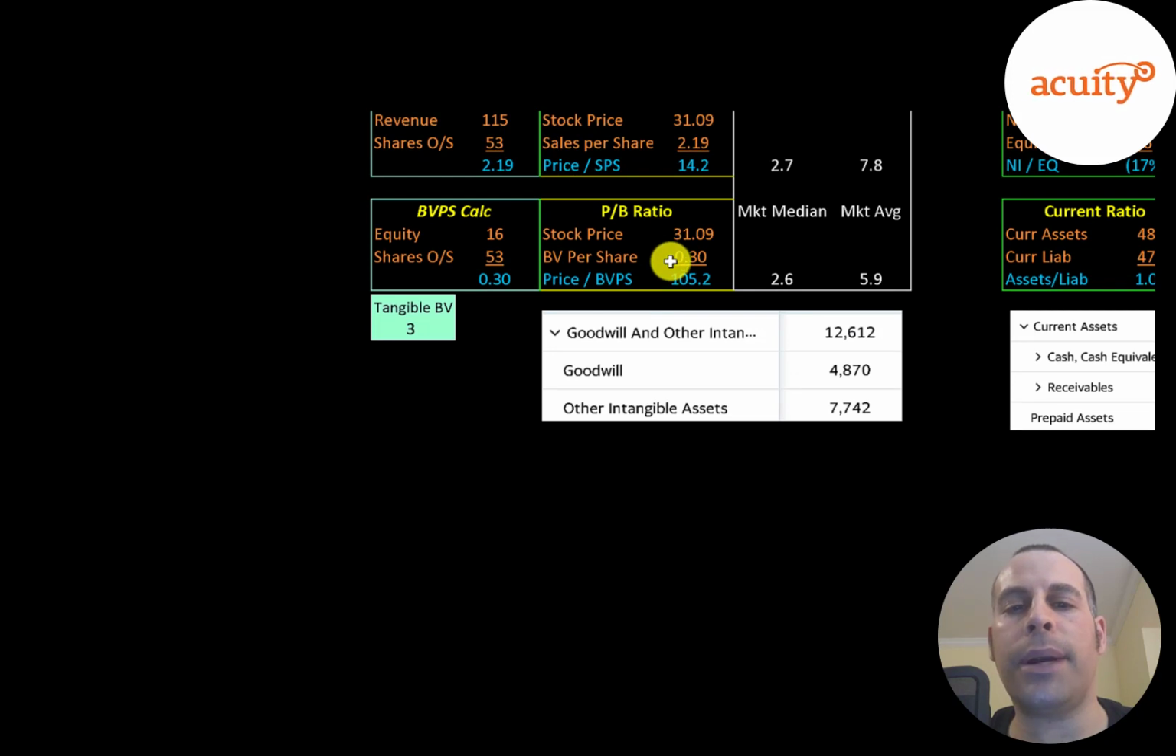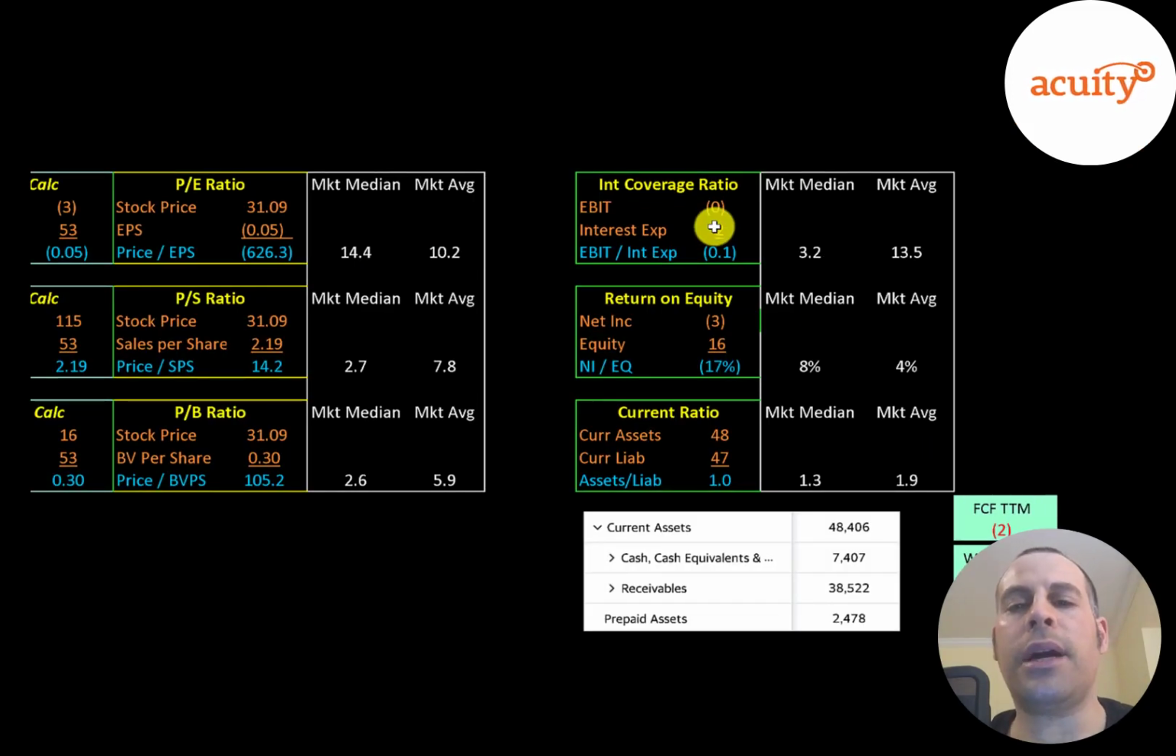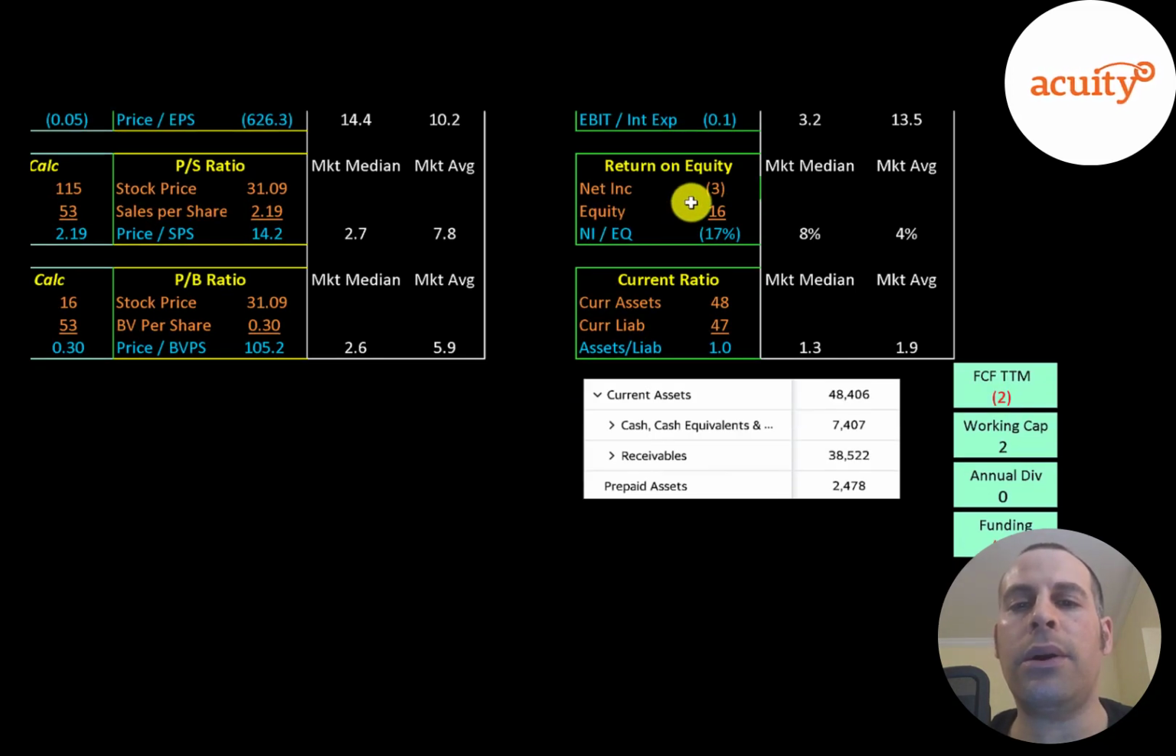Price to book is stock price over book value per share. They're at 105. And the way you calculate book value per share, it's equity over shares outstanding. Equity is assets minus liabilities in the balance sheet, and they have 16 million of equity, 3 million of tangible equity, because they have 12.5 million of intangible assets on their balance sheet. Interest coverage ratio is EBIT over interest expense. They have negative EBIT, so they have negative interest coverage ratio. ROE is net income over equity. They have negative net income, so they have negative ROE.